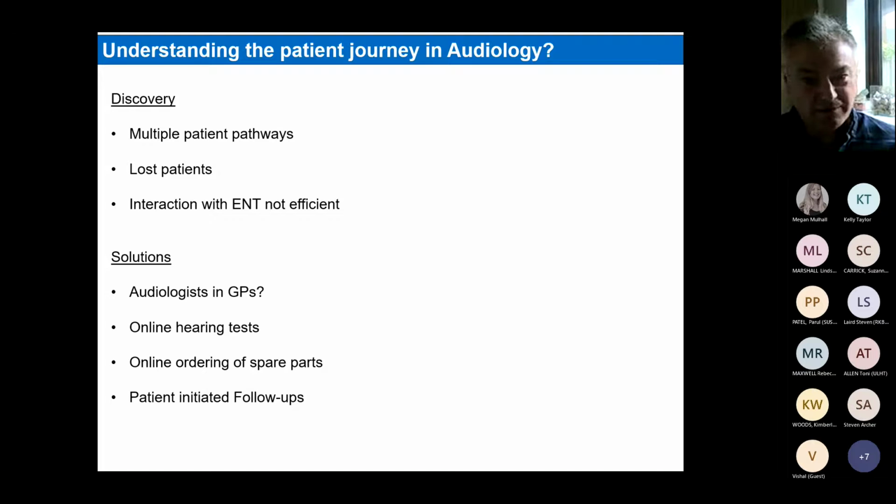So some of the solutions they've done: we're looking at putting audiologists in GPs, making it easier for patients to access the service. At Nottingham, it's not in the easiest of places to get to. It's right in the city centre, so there's hardly any parking. We're looking at online hearing tests, so having the technology so patients don't have to come in on site. Online ordering of spare parts, and patient-initiated follow-ups, because there's a lot of DNAs that we've noticed within the service.